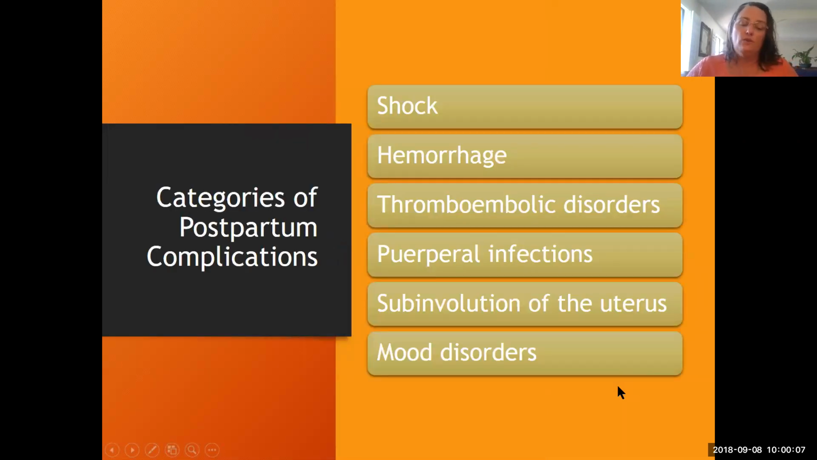So these are the categories that we see. We have shock, which usually comes from hemorrhage or infection. Women are at much higher risk of developing a clot afterwards, after delivery. So we have thromboembolic disorders, infections that I already mentioned, subinvolution of the uterus, which is when the uterus does not clamp back down to the size that it needs to be, and mood disorders. We've already discussed or will discuss the normal postpartum, and these are the things that we see that can go wrong in the postpartum period with the woman.